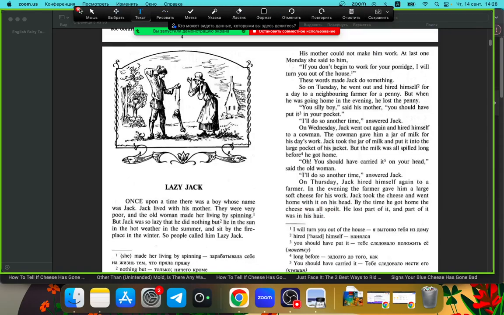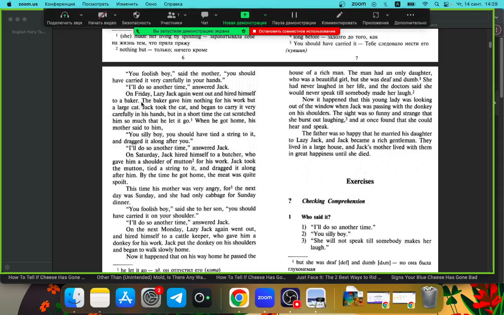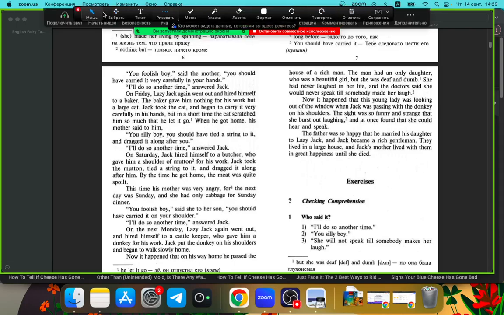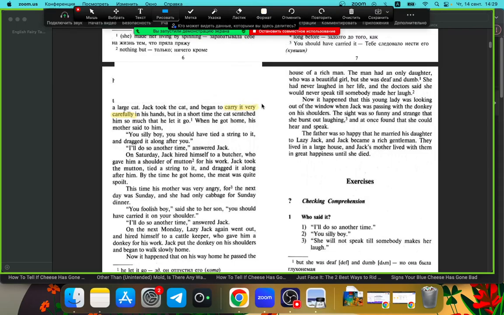So, let's turn the page over and let's go on. What else can we write in our treasure chest? There are several words that I highlighted in my own book, and I'd like you to write them down. What else was of interest for me? This sentence. Jack took the cat, began to carry it very carefully. I just want us to highlight it, to carry it very carefully, okay? What can you carry very carefully? Something really precious or dangerous or something that can be broken, yeah? So that is something that we have to write down in our treasure chest.